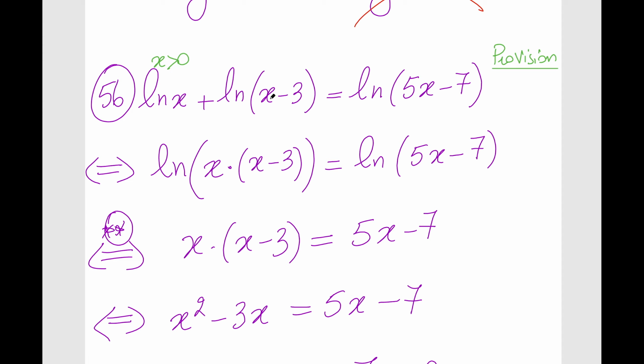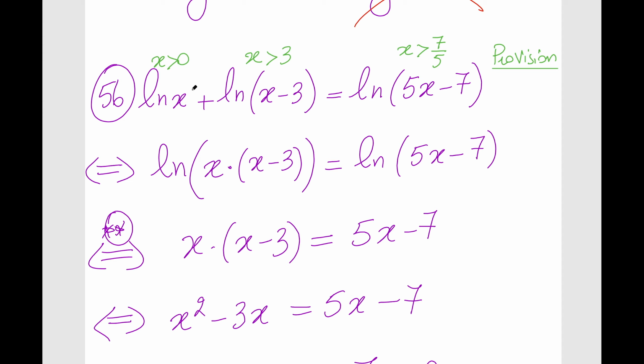Over here, what do I need? What's the demand on x so that ln of x minus 3 becomes meaningful? X minus 3 should be positive, right? The input in the log function should be positive. In this case, x minus 3 is the input. So x minus 3 positive means x bigger than 3. Correct? And finally, 5x minus 7 should be positive so that ln of that guy becomes a meaningful thing. And 5x minus 7 is positive provided x is bigger than 7 over 5. Agree with me? We got this.